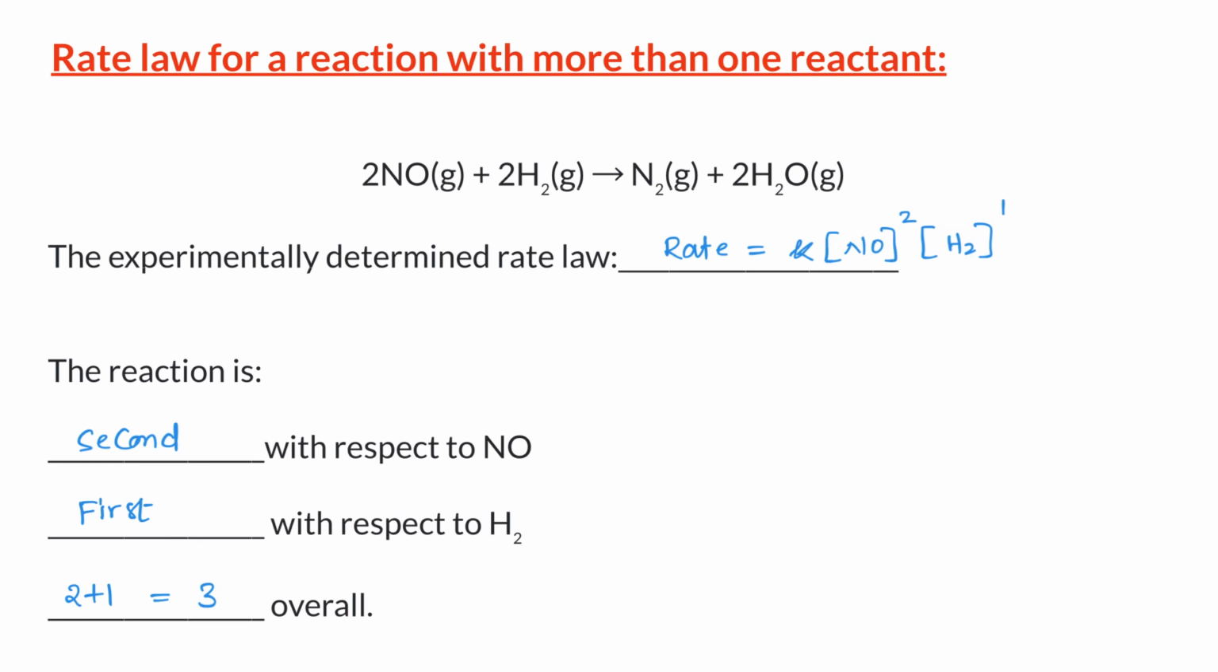Note that the reaction is first order with respect to hydrogen, even though the stoichiometric coefficient for hydrogen in the balanced equation is 2. It is important to remember that the reaction orders must be determined from experimental data and cannot be deduced from the balanced stoichiometric coefficients.